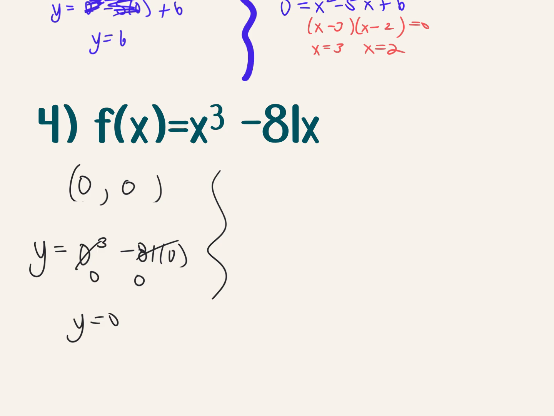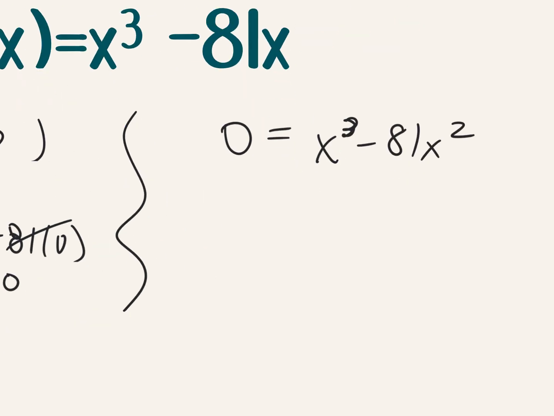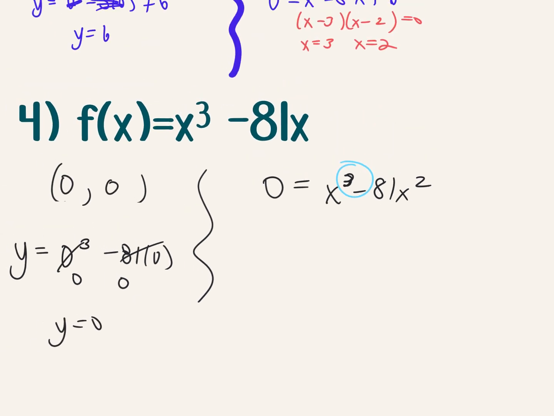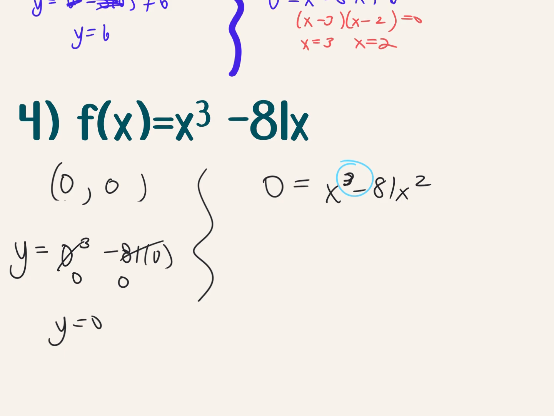So now over here, I'm going to plug in 0 for what letter? Not the x's. I'm plugging in for y. F of x is a fancy way of saying y. So 0 equals x cubed minus 81x squared. How many answers should I get here, guys? 3. Why should I get 3? Highest exponent. Remember that, Alec.